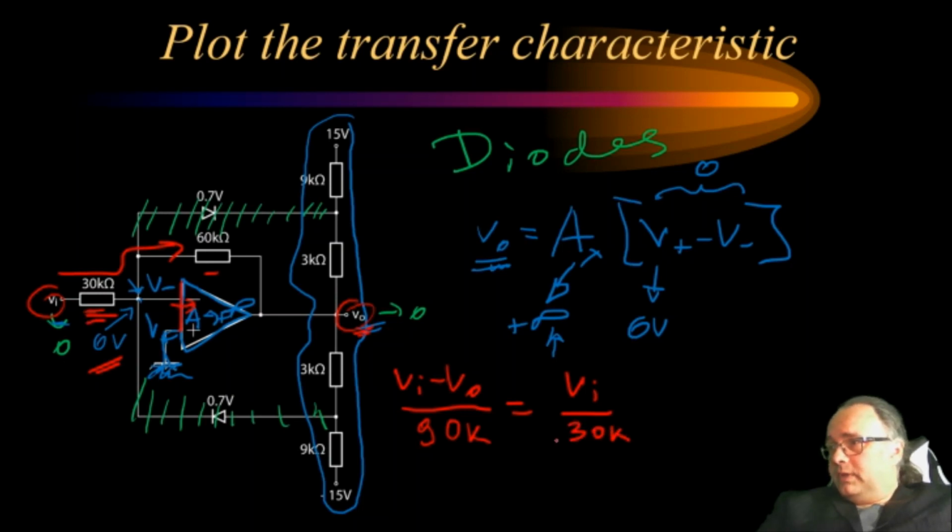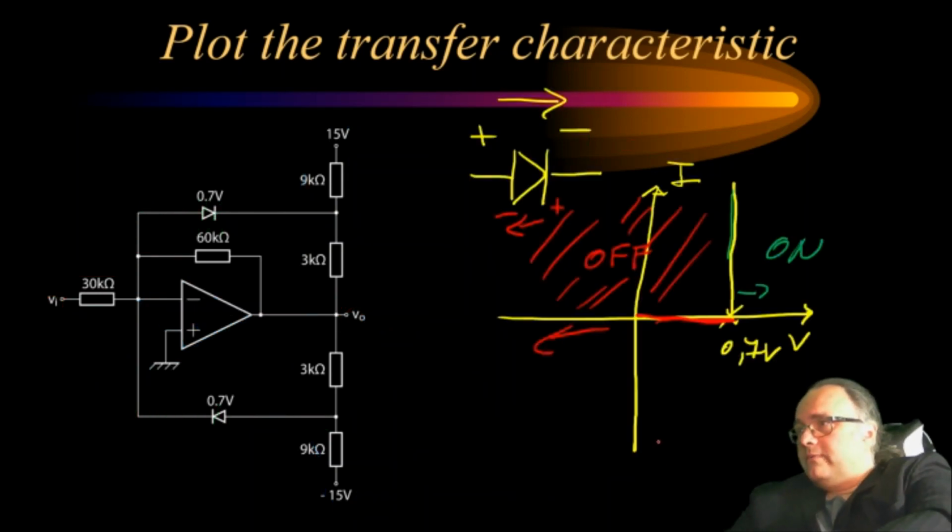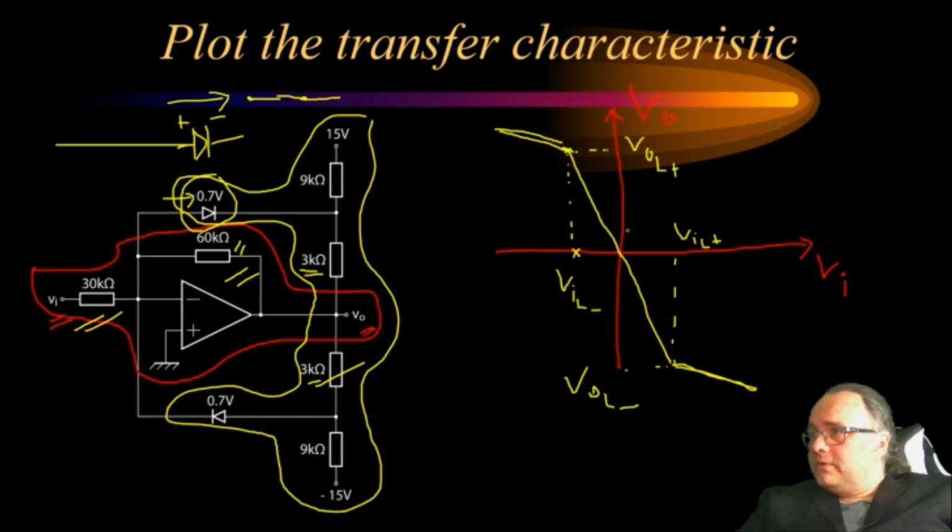Alright, so now I can simplify a little bit, and I get that V out is equal to minus 2 V in. So now I have the slope, I have the gain for very small voltages, and this slope, delta V out divided by delta V in, is minus 2.